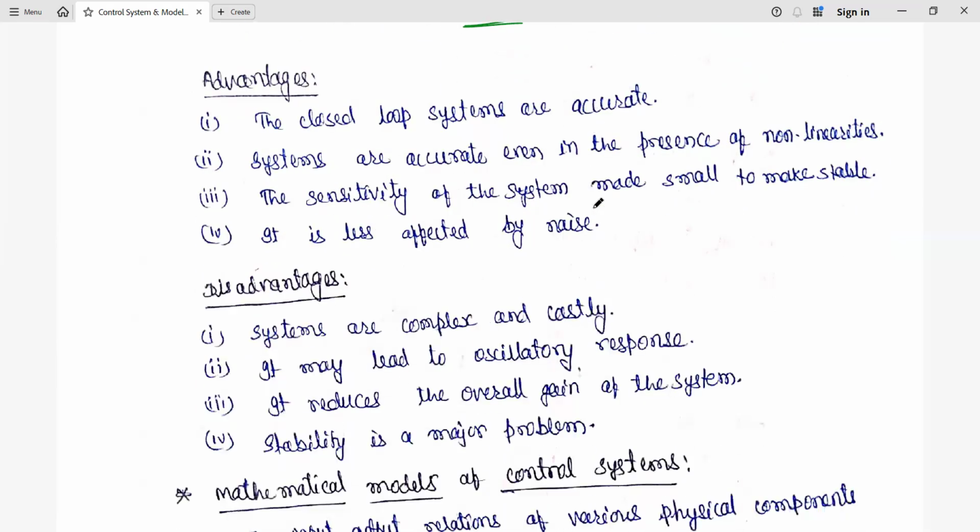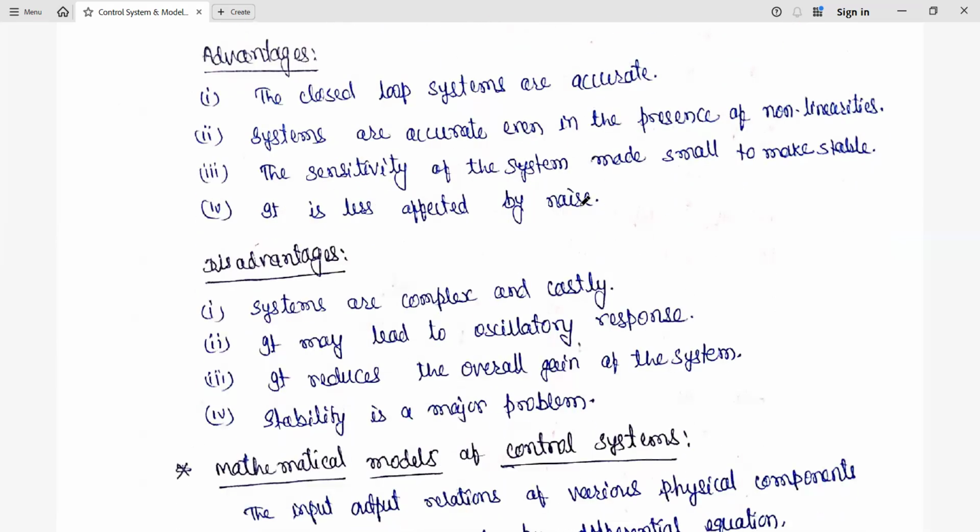Now, what is the advantage of closed loop? So closed loop systems are accurate. What were the disadvantages in the open loop system that we overcome here in case of closed loop systems? It is going to be accurate even in the presence of non-linearities, even in the presence of some disturbance, and the sensitivity of the device is made small, or we can keep it low, so that we can have a stable output, and it is less affected by noise, so an external source is going to affect it less.